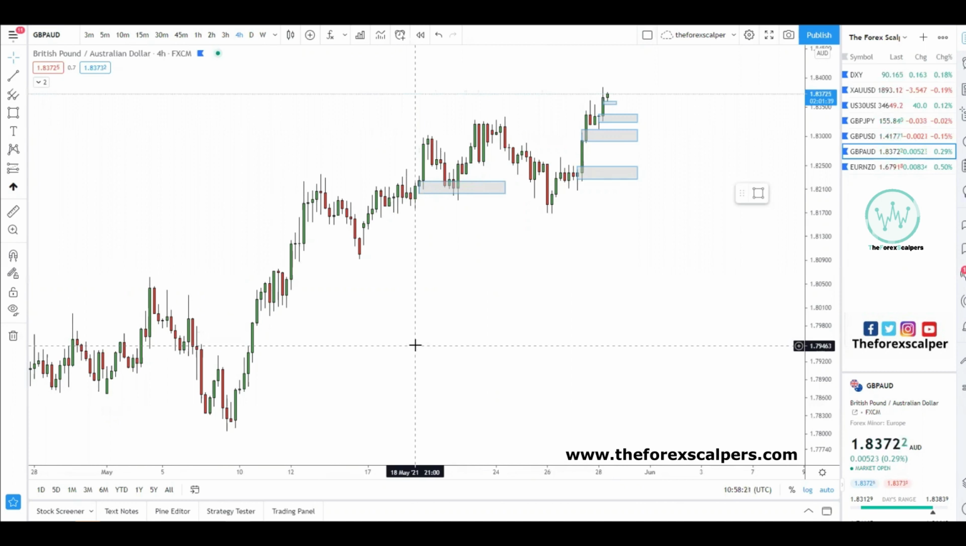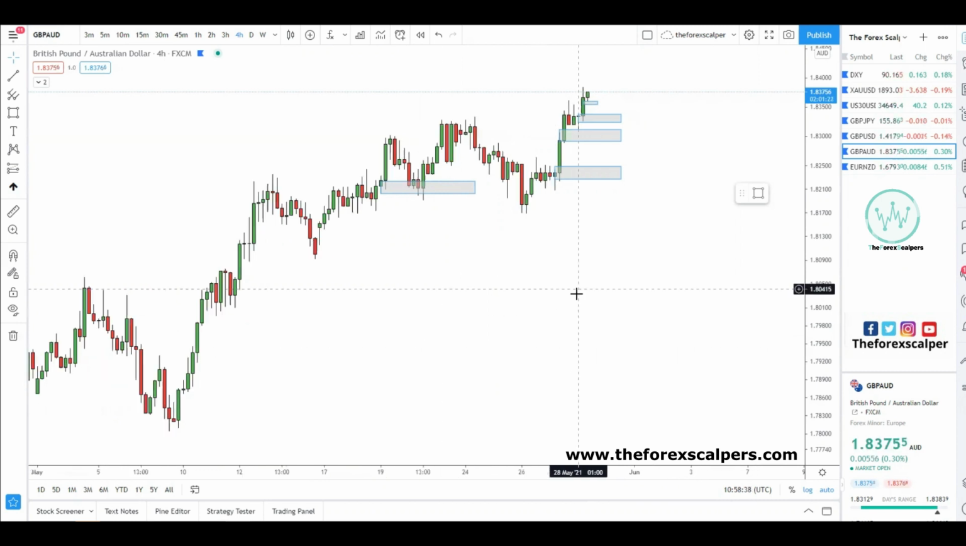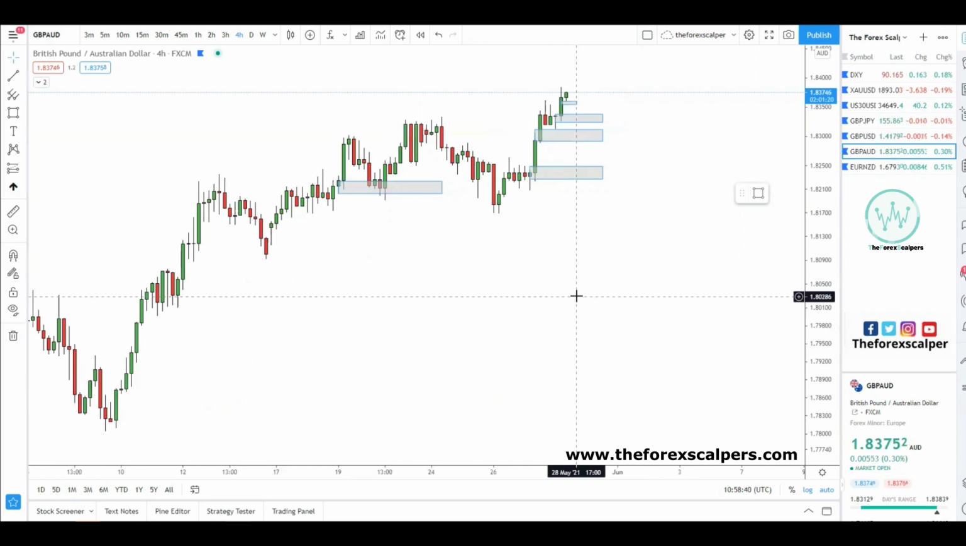For example, right here on the 4H time frame, you definitely see that price is pushing to the upside, so there are more buyers than sellers in the market. After each push, you see a little correction in price, and within those moves, supply and demand areas are created. If you are patient enough, you can take your benefit from that. So it's simply turning backs. This is not a range market, this is a trending market on GBP/AUD.